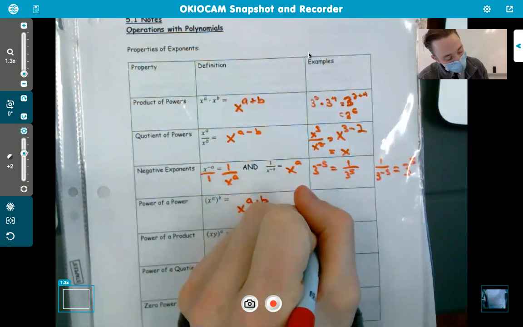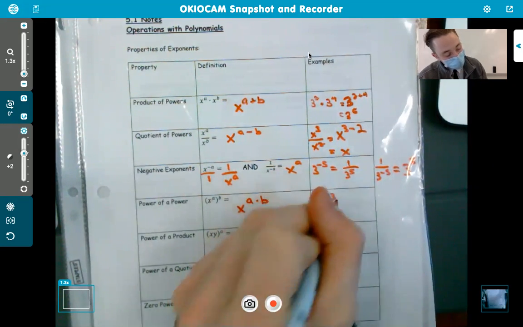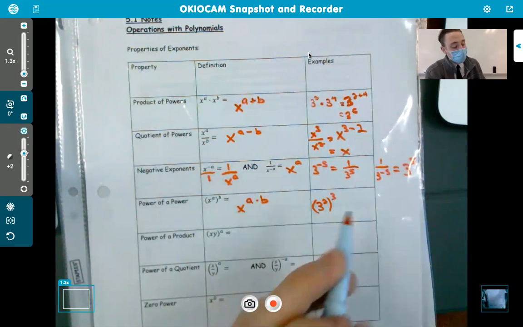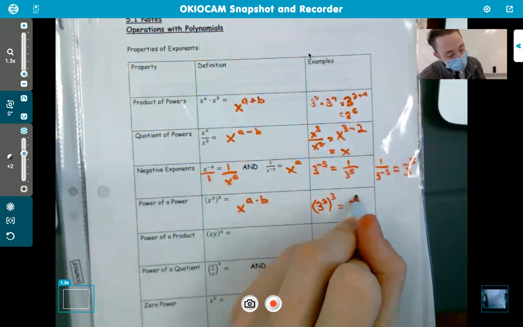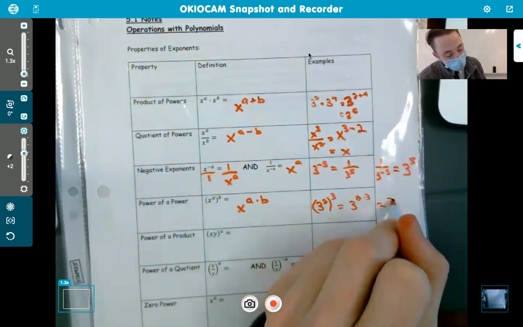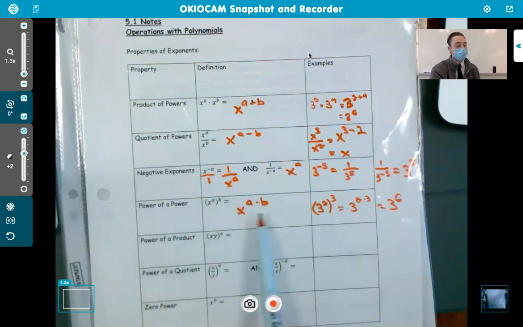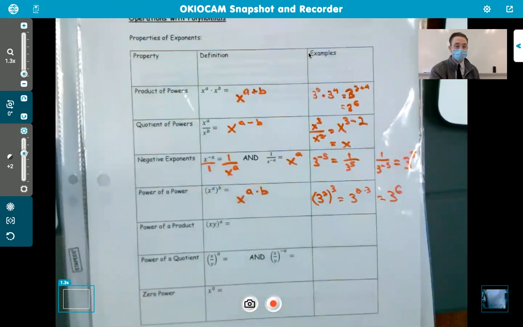So say it's 3 squared raised to the 3rd power. Well, we can think of that as 9 to the 3rd power, or you can think of this as 3 raised to the 2 times 3, which is 3 to the 6th power. So when you see a power of a power, you multiply those numbers together. Any questions there?